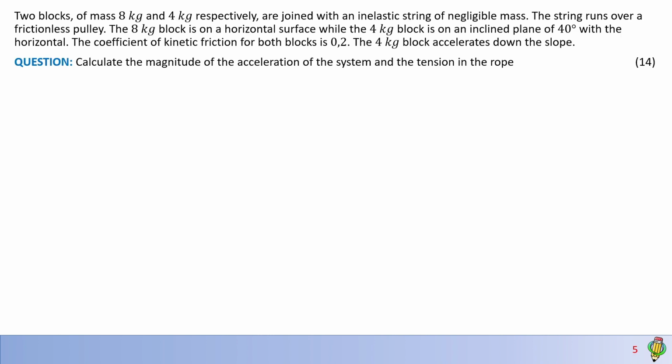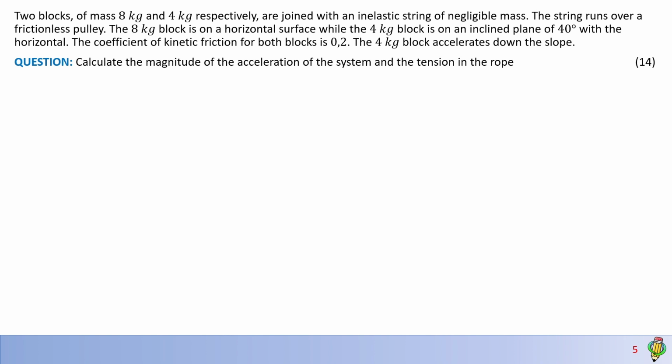Here is the third problem. Two blocks of mass 8 kg and 4 kg respectively are joined with an inelastic string of negligible mass. The string runs over a frictionless pulley. The 8 kg block is on a horizontal surface while the 4 kg block is on an inclined plane of 40 degrees with the horizontal. The coefficient of kinetic friction for both blocks is 0.2. The 4 kg block accelerates down the slope.